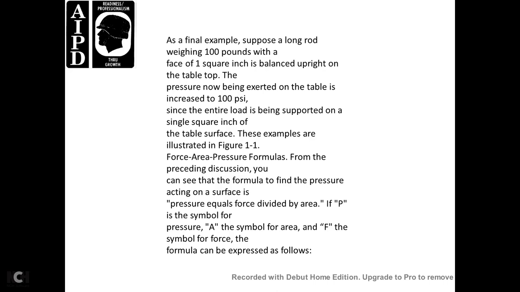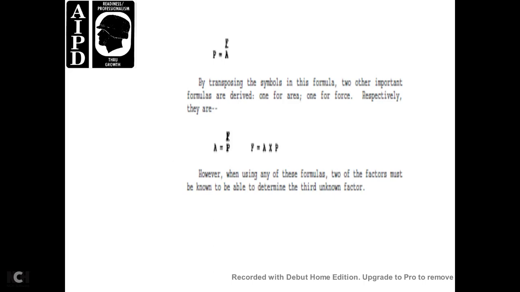Force, area, pressure formula. From the preceding discussion, you can see the formula to find the pressure acting on the surface is pressure equals force divided by area. If P is the symbol for pressure, A is the symbol for area, and F is the symbol for force, the formula can be expressed as follows.